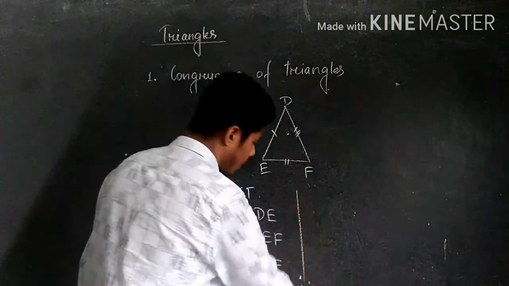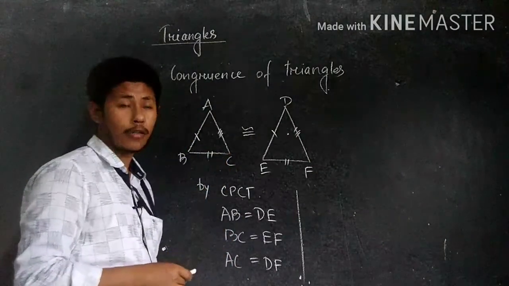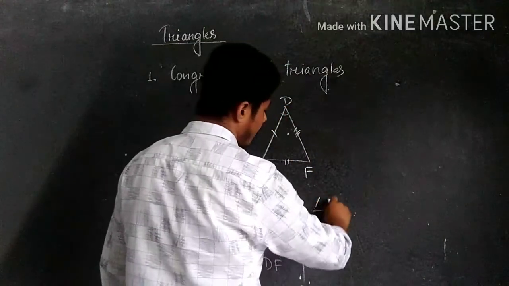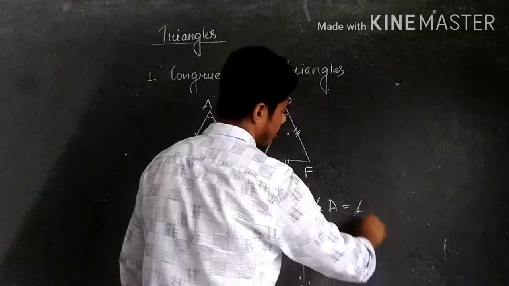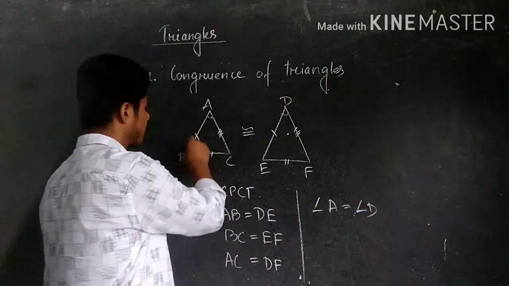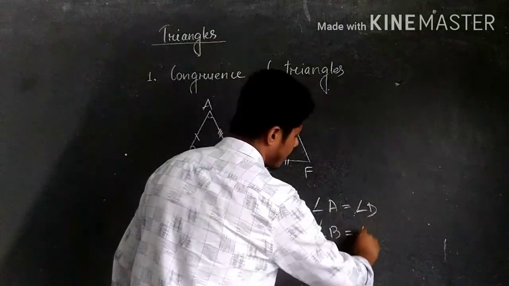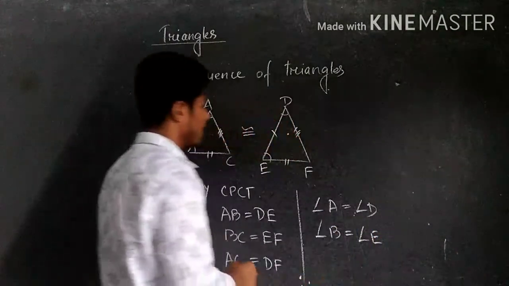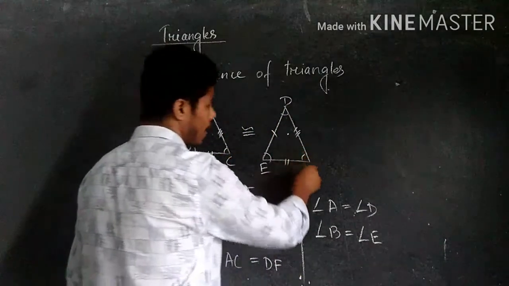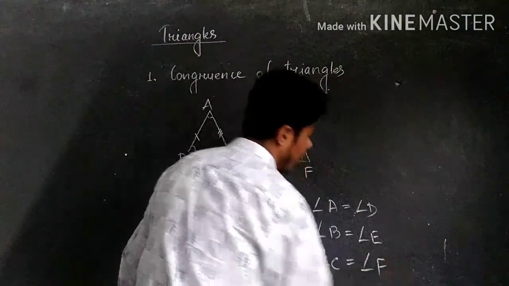Is it clear? Okay. After that, not only the sides, we can mention the angles also. That means angle A, corresponding parts. Angle A is equal with angle D. Is it clear? Next, angle B is equal with angle E. So we have to write angle B is equal with angle E. And similarly here we can write angle C is equal with angle F. So that's why we have to write angle C is equal with angle F.